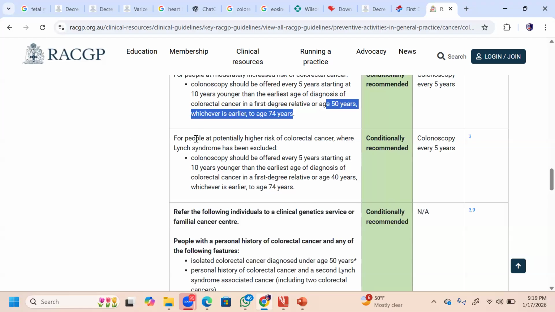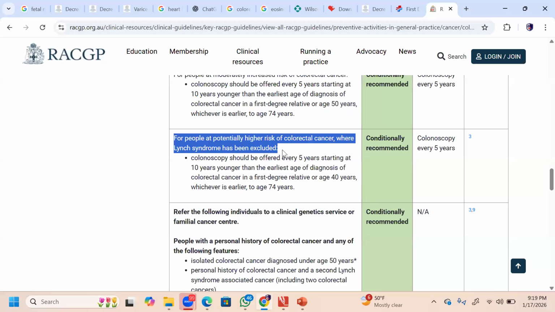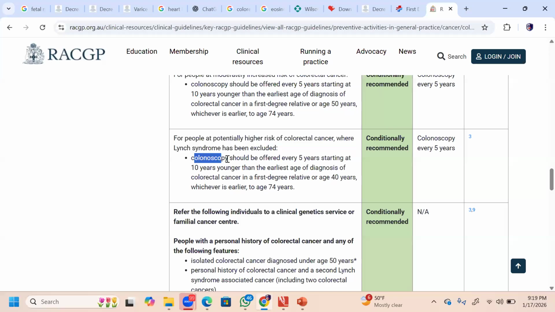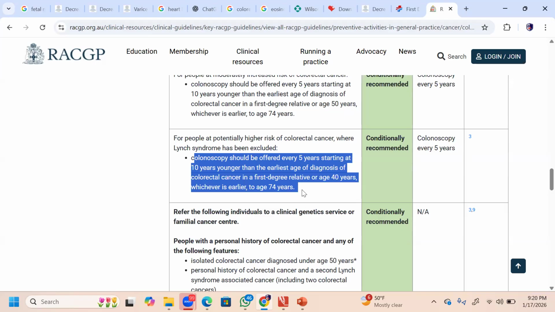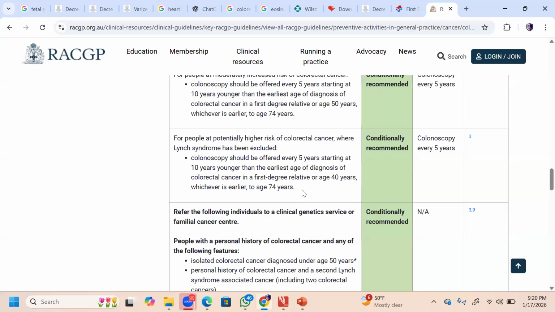So what about category 3? Category 3, high risk, for people at potential high risk of colorectal cancer where Lynch syndrome has been excluded. Colonoscopy should be offered every 5 years, starting at 10 years younger than the earliest age of diagnosis of colorectal cancer in a first degree relative, or at age 40, whichever is earlier. So it means you have to start colonoscopy 10 years before. For example, if the relative was diagnosed at 50 years of age, you have to start screening at 40 years. Okay. So 10 years earlier, whichever.